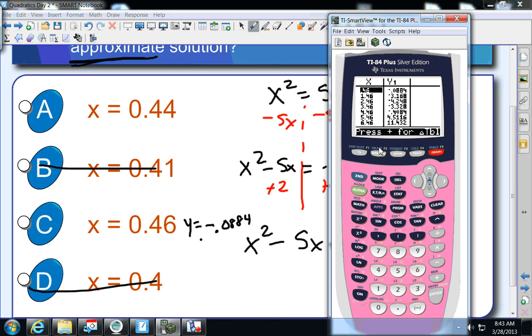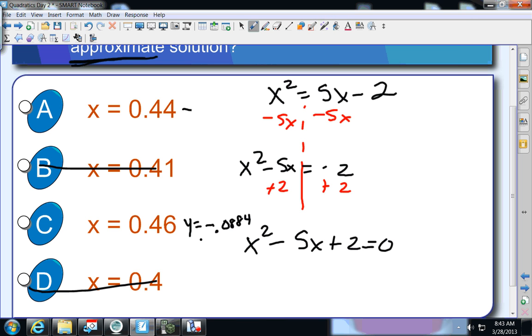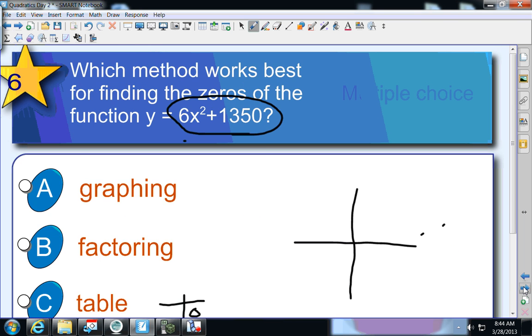Let's try 0.44. Second graph. That is not a very nice one. Negative 0.0064. Which one is closer to 0? This one would be, because it's 0.00. So your answer would be A. Ooh, that's just not a very friendly one. Let's see if we got all of these now on this paper. Yeah, I think we did all of them.